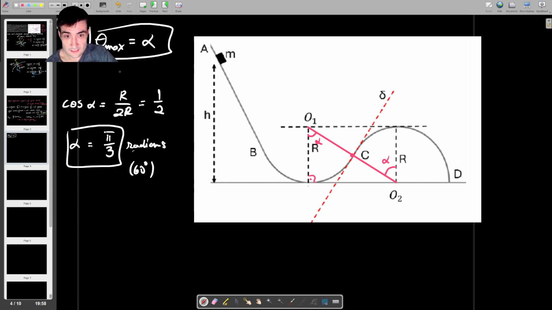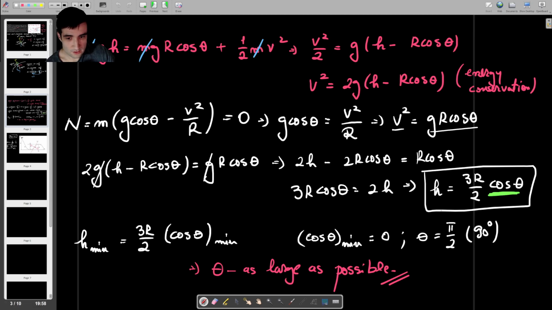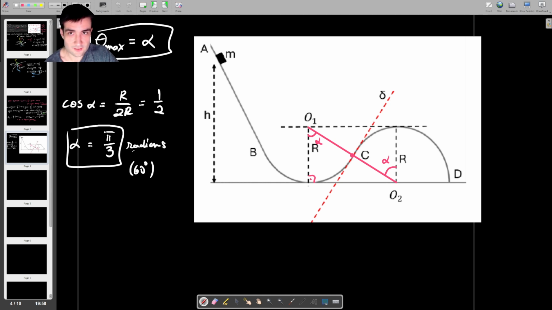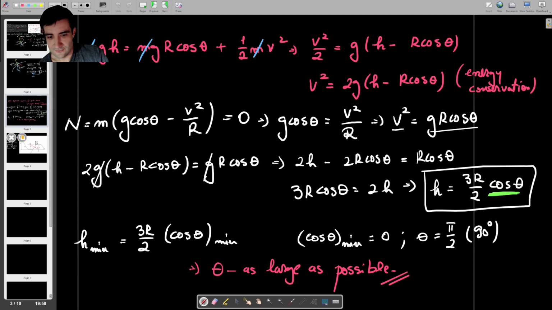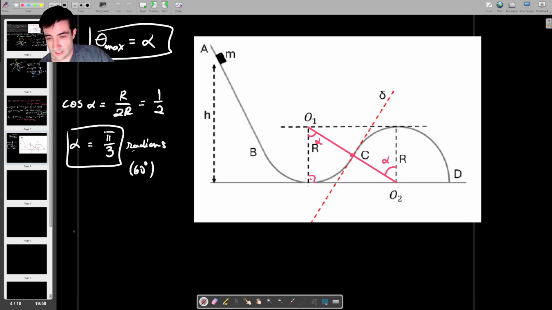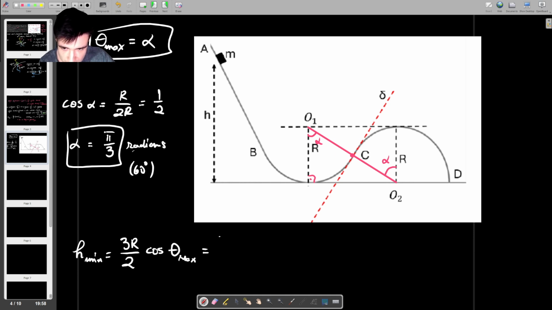So for h to be minimum, theta has to be maximum, and the maximum value of theta is when theta is equal to alpha, and the value of alpha is 60 degrees. So if I go back to the formula for h min, this is 3r over 2 times cosine of theta max, which is 3r over 2 times cos of pi over 3, which is a half. So the final answer is 3r over 4.